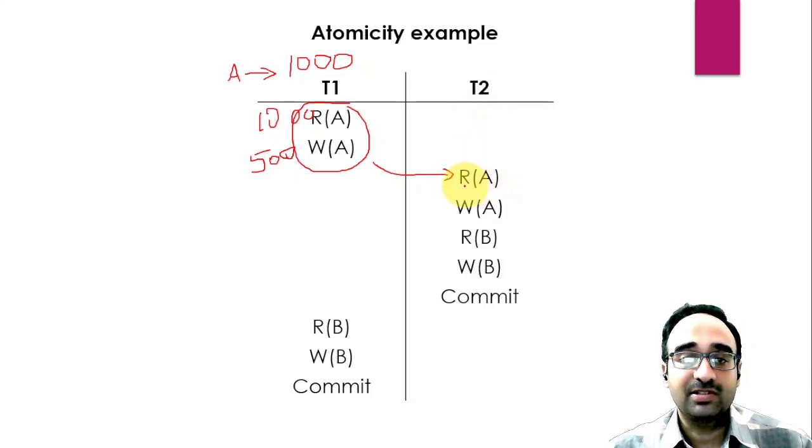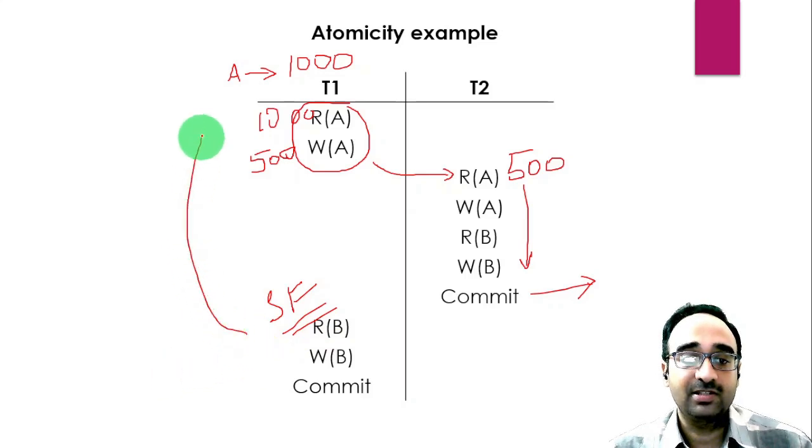Now when T2 is reading A, it will get this 500, and it will perform its own actions. It will commit and leave the system. Then let's say here a system failure has occurred. T1 is not complete yet, it has some more operations to perform. Now there is a system failure and the transaction has aborted. Aborted means these actions will be cancelled.